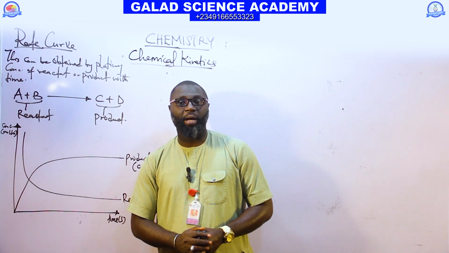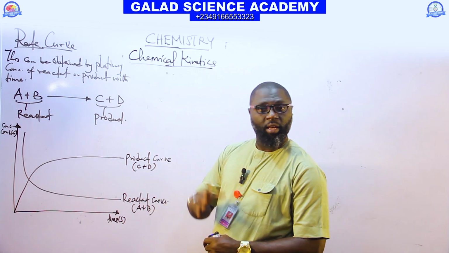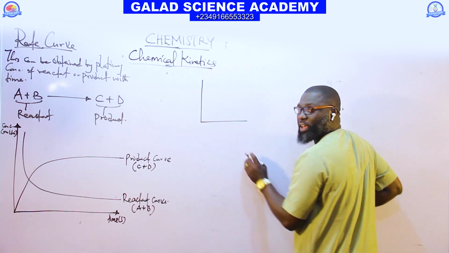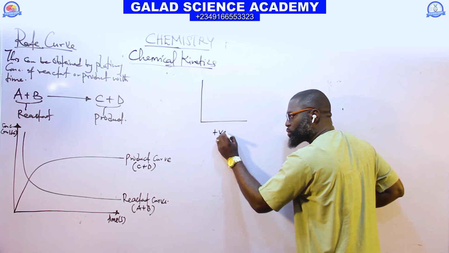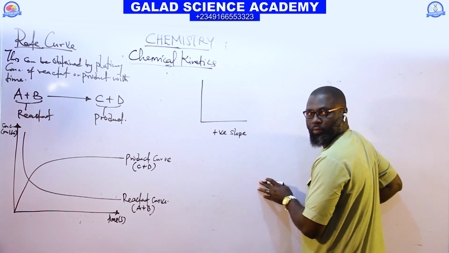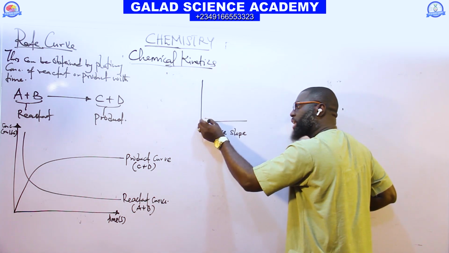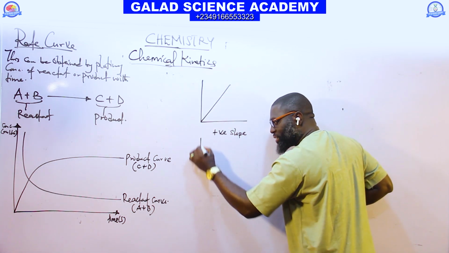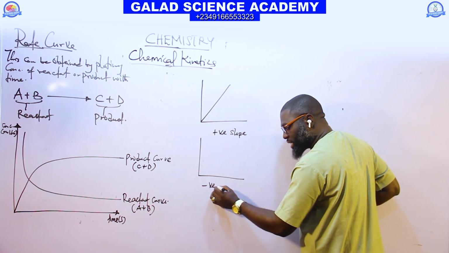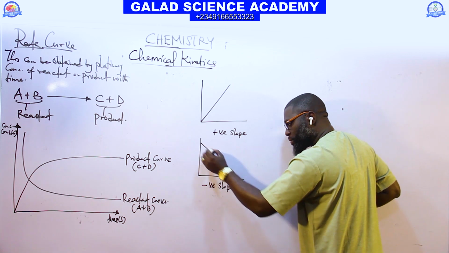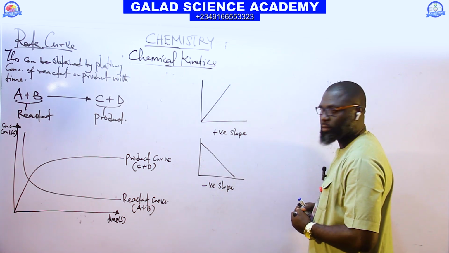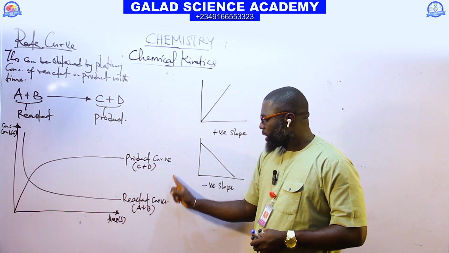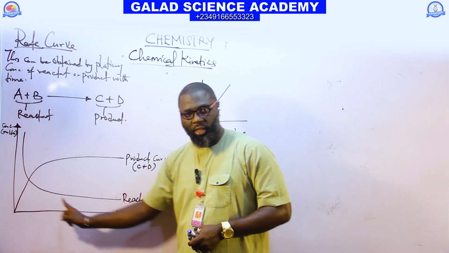If you still remember particle kinematics in physics, any graph that has a positive slope must start from the origin and move up like this. But any graph that has a negative slope comes like this. So you can see that this positive slope represents the product. The negative slope represents the reactant.